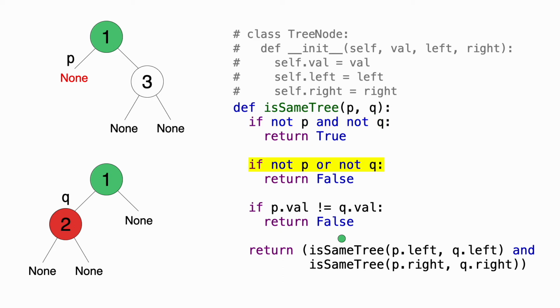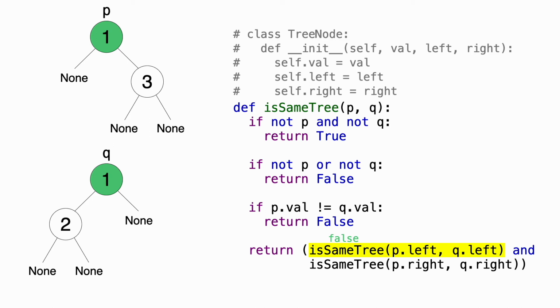This condition is still false since Q is not none, but let's check this condition. Not P is true since P is none, and even though not Q is false since Q is a node, it doesn't matter because these two statements are linked by an OR. That makes this overall condition true, so we'll return false. Now we go back to the original function, and this will be false.